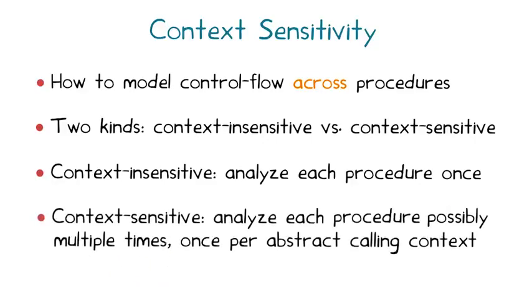Context-sensitive pointer analysis algorithms, on the other hand, potentially analyze each procedure multiple times, once per abstract calling context. These algorithms are relatively precise but expensive. They differ primarily in the manner in which they abstract the calling context. There are many different schemes for abstracting the calling context that we will study in the next lesson. The choice of the scheme is dictated by the desired trade-off between precision and efficiency for a client of the pointer analysis.